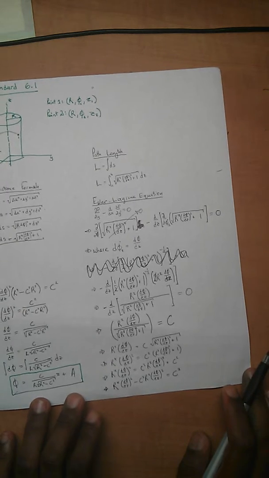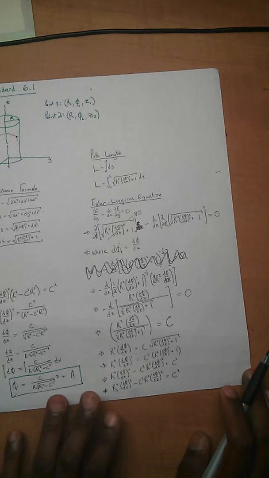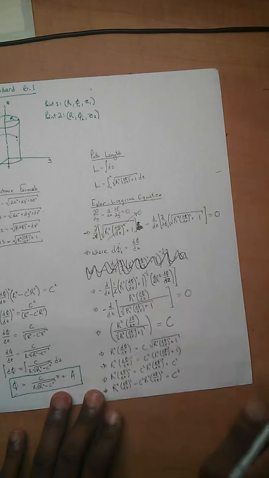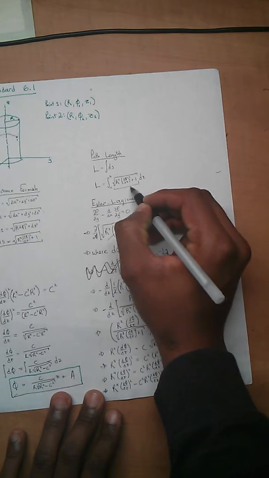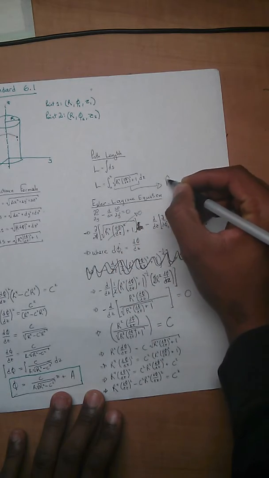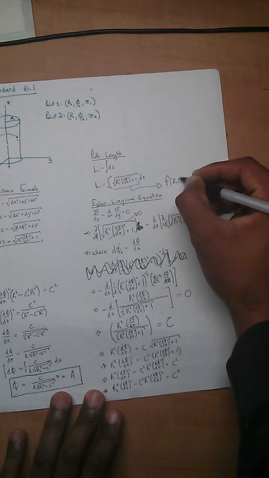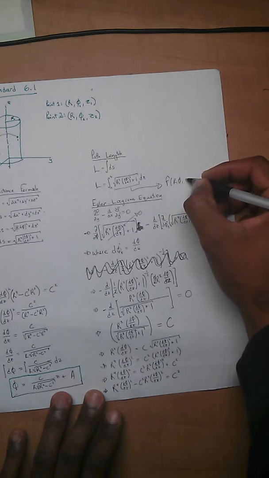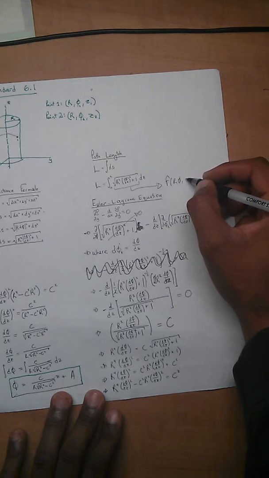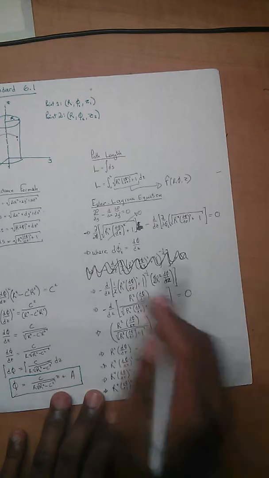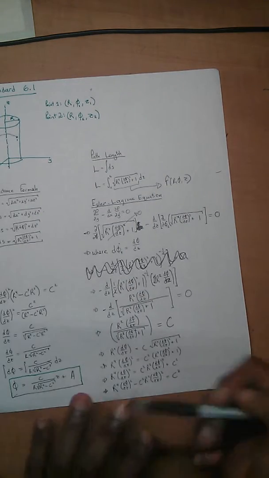So we use the Lagrange equation, which I've written over here, where this is our f, in terms of r, theta, and z. So this is our f. And once you do that, I just plug it back in.